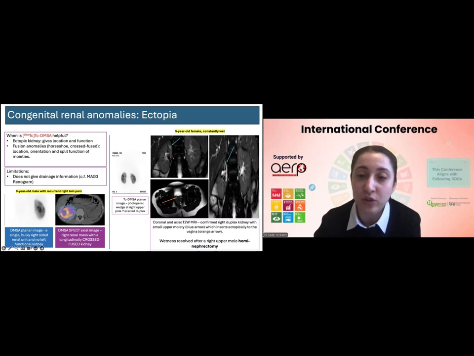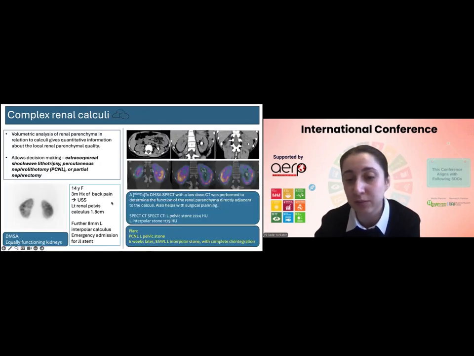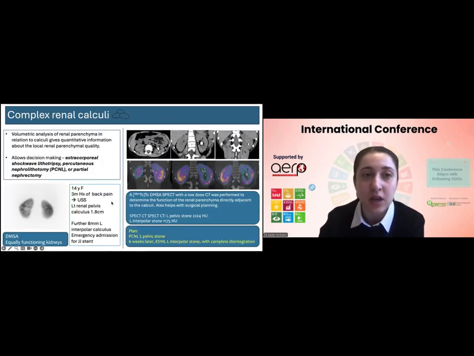So this patient went on to have a right upper pole heminephrectomy. So only the ectopic area that was non-functioning was removed instead of the whole kidney, and that resulted in complete resolution of the symptoms.